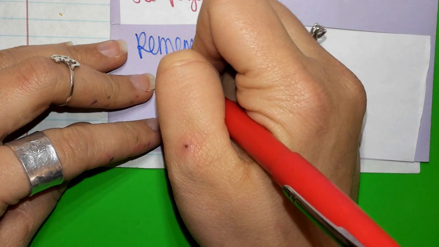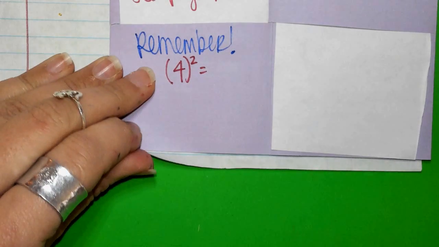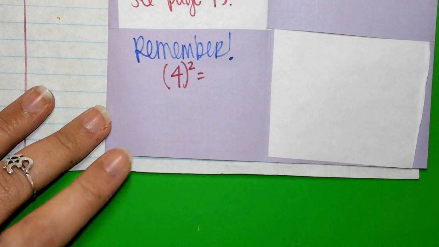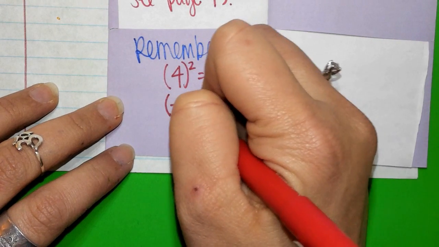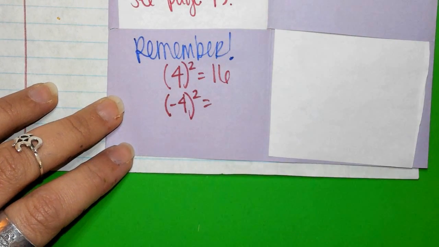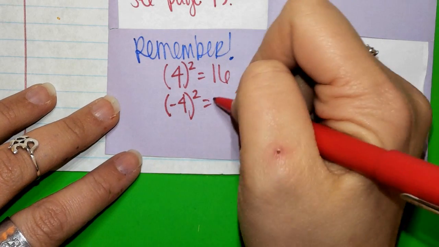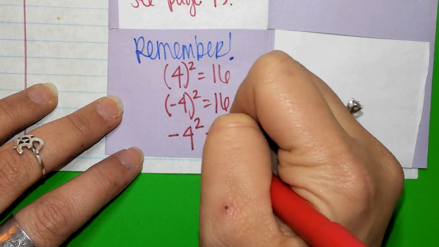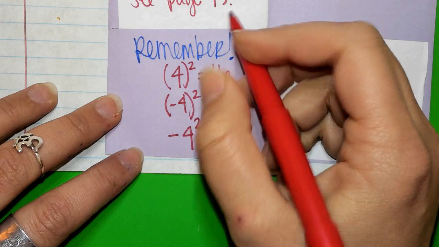What if I said 4 squared? What would that become? 16. Okay. What if I said negative 4 squared, like that? What would that become? 16 still. And what if it was written like this? Then it's negative 16.